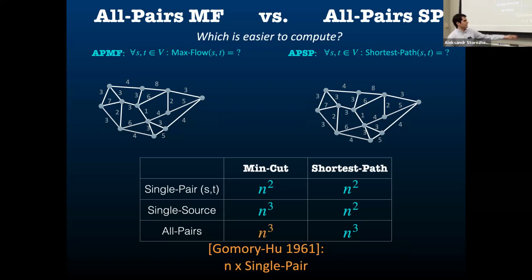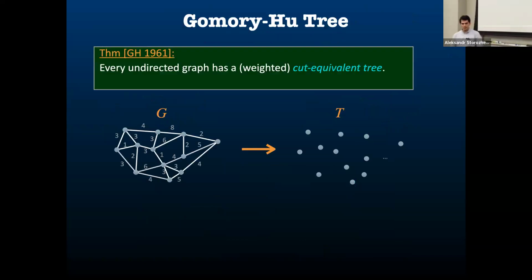But actually, in 1961, a long time ago, there was a breakthrough, a very nice paper that I'll discuss in a bit, by Gomory and Hu, where they showed that this all pairs problem can be solved in n times single pair, not n squared. So you only need to run the single pair algorithm n times. So let me tell you about this result.